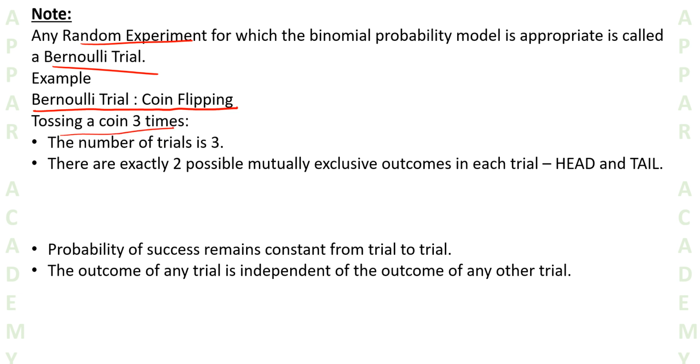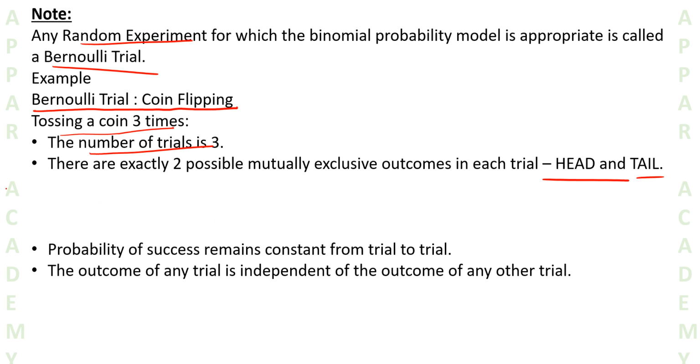So this is our experiment, that we are tossing the coin 3 times. Now we know that the number of trials is 3. And there are exactly 2 mutually exclusive outcomes in each trial, head and tail. That is, it's either a head or it's a tail. It can never be both. So we are saying that there are 2 possible mutually exclusive outcomes in each trial, that is head and tail.